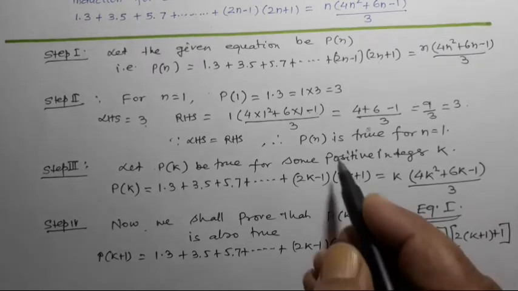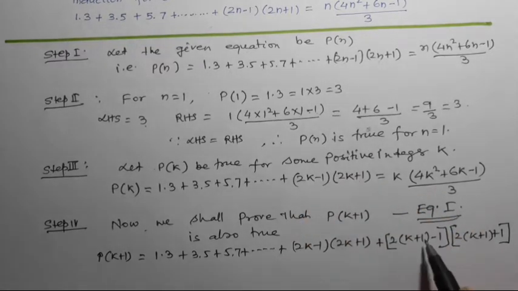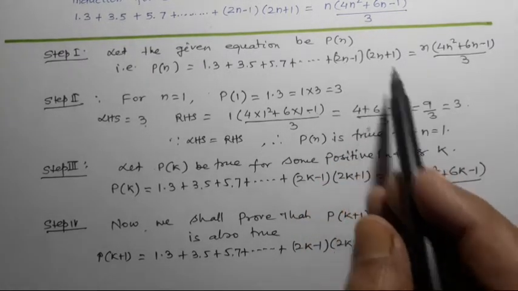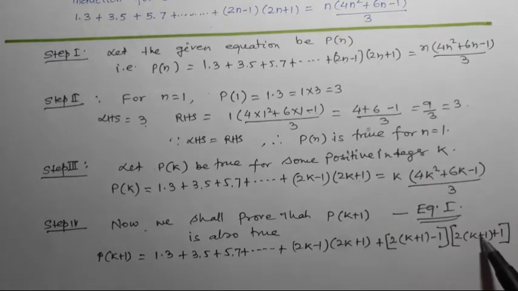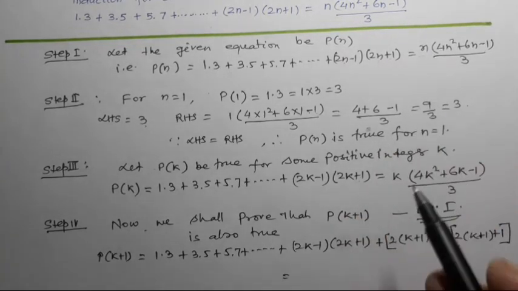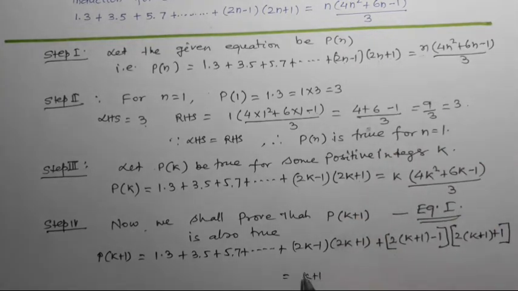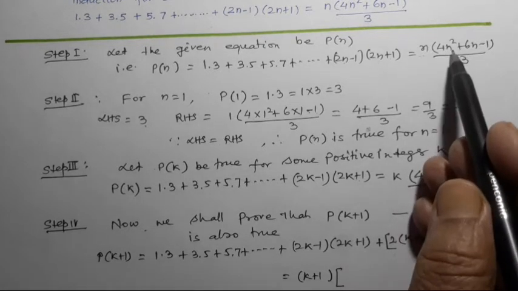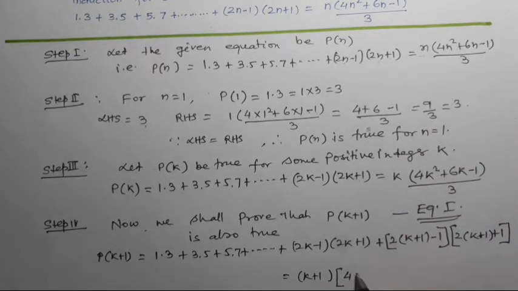So this is 2 of this question. n is k plus 1, minus 1 is here, 2 is here. For n we are writing k plus 1 here. It will be equal to this one, n means k plus 1 into this will be 4n square. So it will be 4, n is equal to (k plus 1) square plus 6.